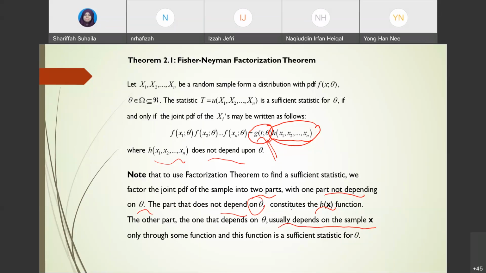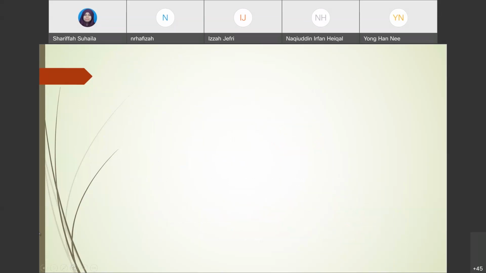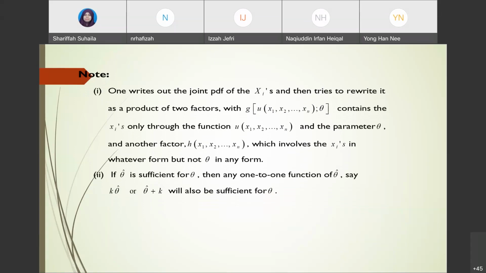Okay, yang first part yang tak depends on theta, kita ada fungsi h dia tak ada theta. Okay. Tapi the other part ada theta, and then dia punya sampel X tu mesti ada X lah, X1, X2, Xn. Dia ada dalam bentuk fungsi X. Okay. Then this function is called as a sufficient statistic for theta. Okay. Nanti saya tunjuk dia macam mana dia punya contoh dia.